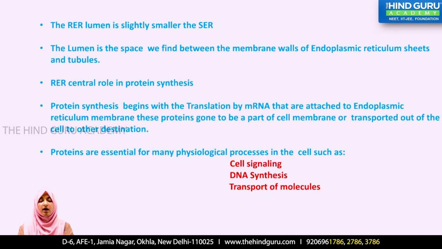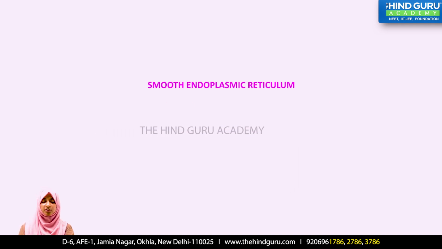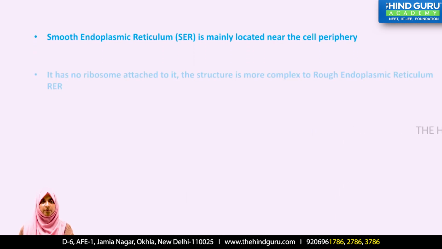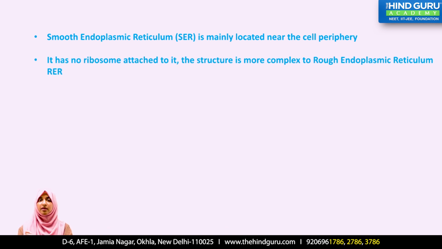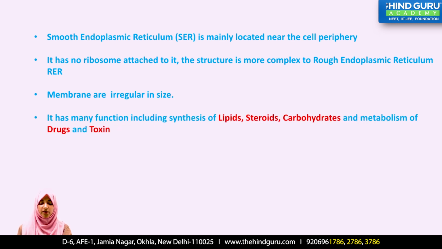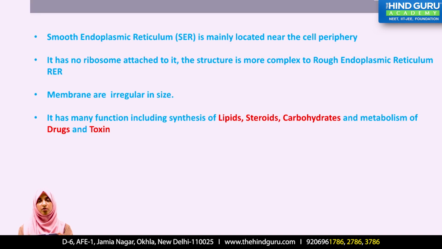Unlike rough endoplasmic reticulum, which is close to the nucleus, smooth endoplasmic reticulum is mainly located near the cell periphery. It has no ribosomes attached to it, and its structure is more complex than rough endoplasmic reticulum. Membranes are irregular in size and it has many functions including synthesis of steroids, carbohydrates, lipids and metabolism of drugs and toxins.